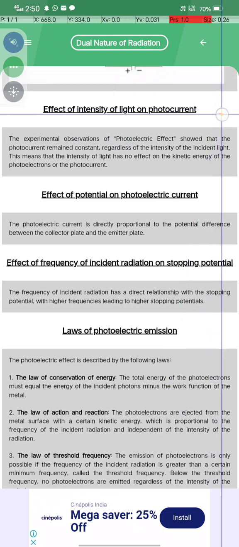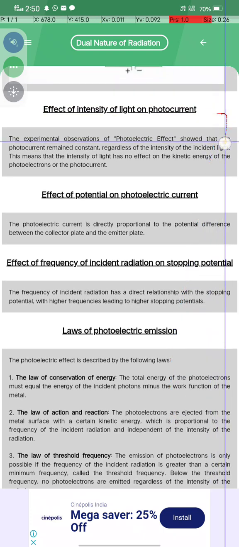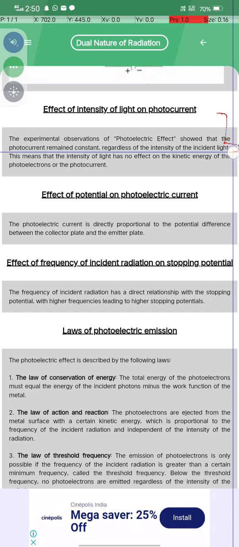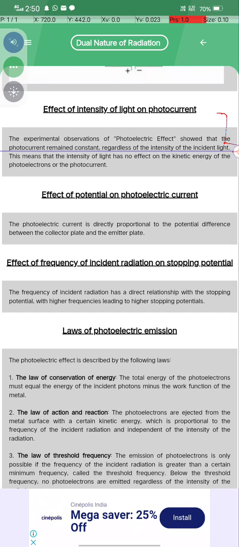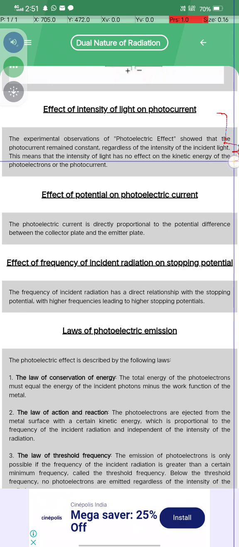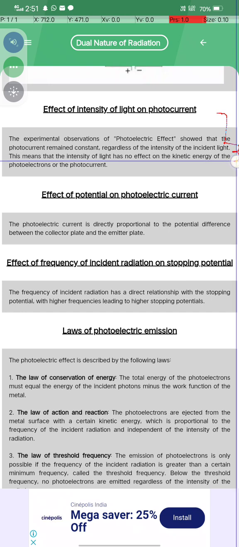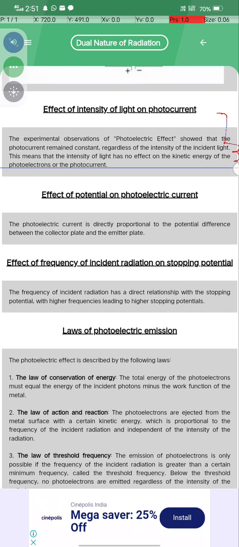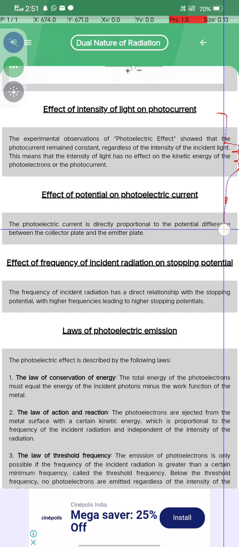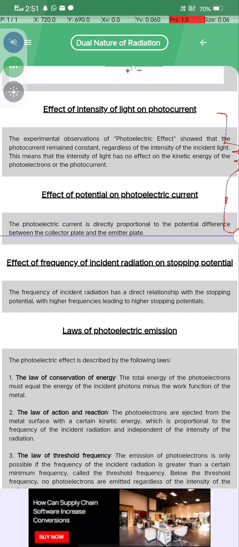Effect of intensity of light on photocurrent. The experimental observation showed that the photocurrent remained constant regardless of the intensity of the incident light, and this means that the intensity of light has no effect on the kinetic energy of the photoelectrons or the photocurrent. The effect of potential on the photoelectric current: the photoelectric current is directly proportional to the potential difference between the collector plate and the emitter plate.